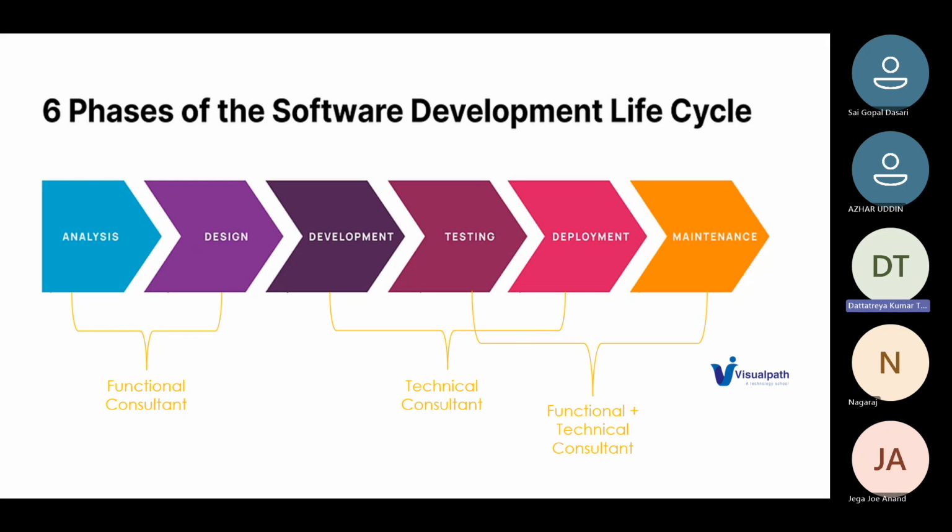Okay, so any project that people do in IT will have six phases like this: analysis, design, development, testing, deployment, and maintenance. These are the six phases that we will have. Now, if you take up this course, what you are going to learn is the standard product of Dynamics 365. So you will come to know what was there in the standard product of Dynamics 365.